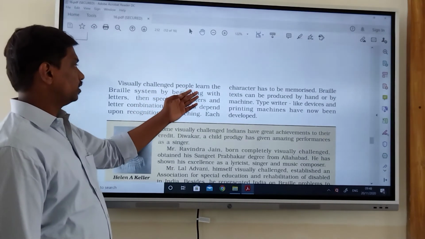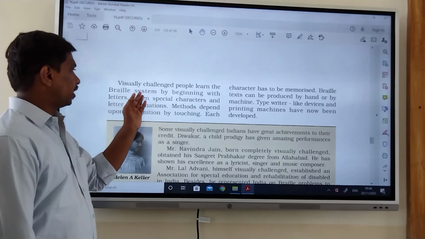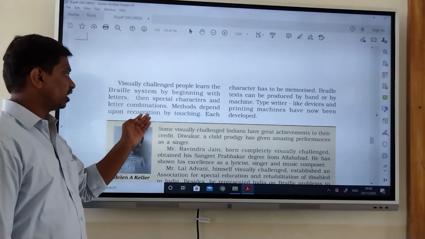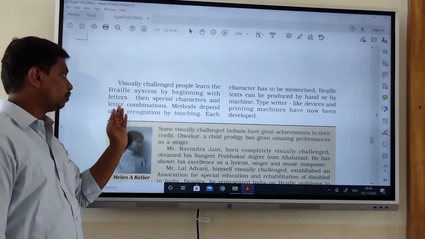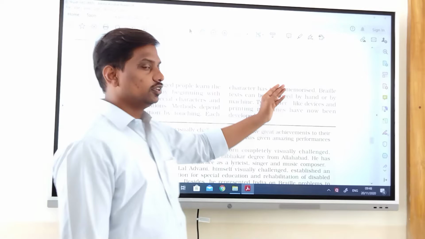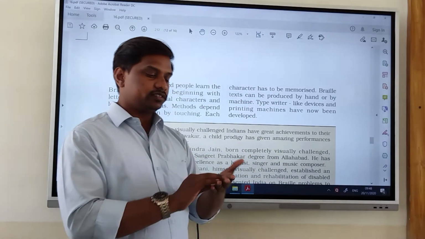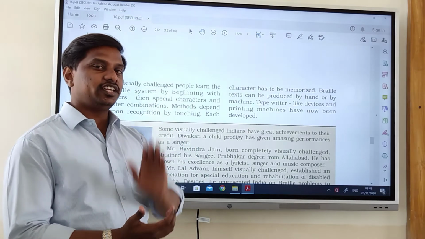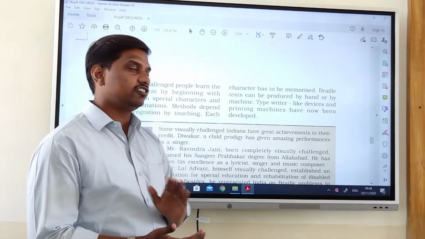Visually challenged people learn the Braille system beginning with letters, then special characters and letter combinations. The method depends upon recognizing by touching. Each character has to be memorized. They should remember that touch pattern, and they can say this is the C, this is the A, this is the T, C-A-T, cat.